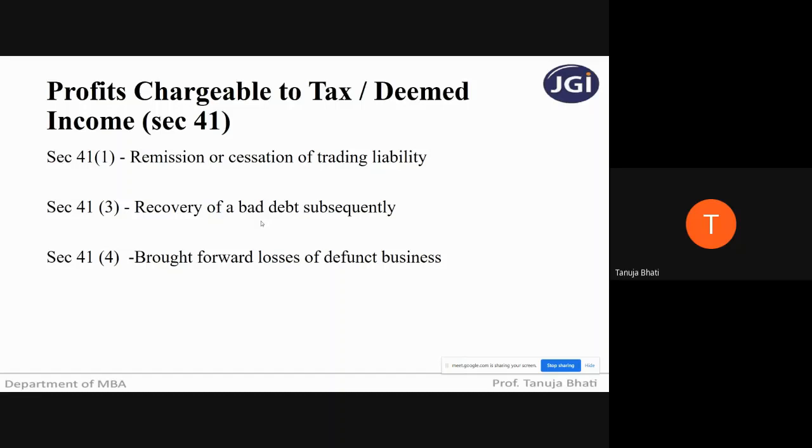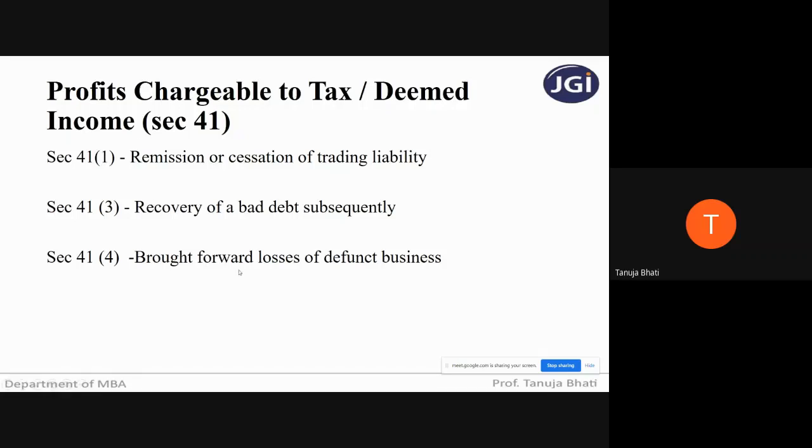But over a period of time, suppose you recover that amount from the debtor, then what the provision is saying is that earlier, since you had taken the benefit of it and now you have recovered the amount, therefore you have to consider such recovery as income, because already in a particular year you had taken the benefit of it as an expense. So therefore, recovery of bad debts subsequently also will be treated as a deemed income, which you have to add while calculating profits and gains from business or profession.